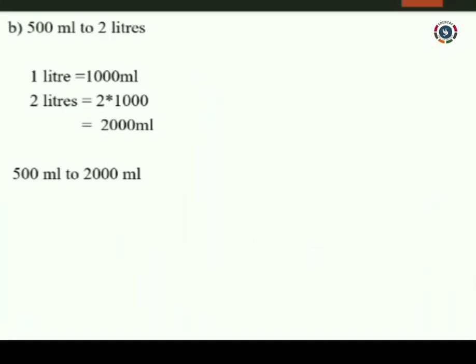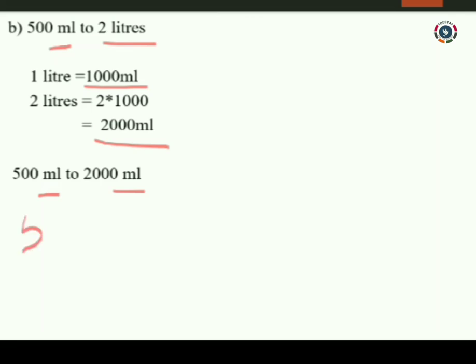Let's see one more example. 500 milliliter to 2 liters. For finding the ratio, the units should be the same, right? Here you have milliliter and liter. So first I am going to convert the liters into milliliters. You already studied that 1 liter is equal to 1000 milliliters. So 2 liters is equal to 2000 milliliters. Now we are going to find the ratio for 500 milliliters and 2000 milliliters.